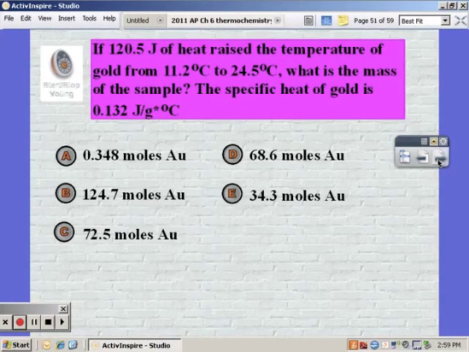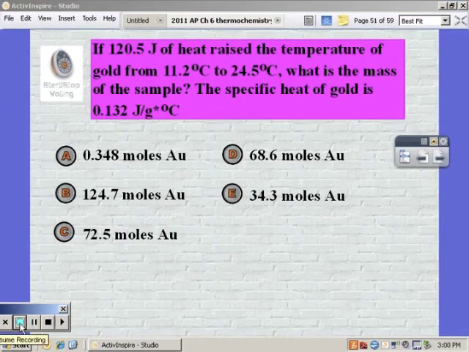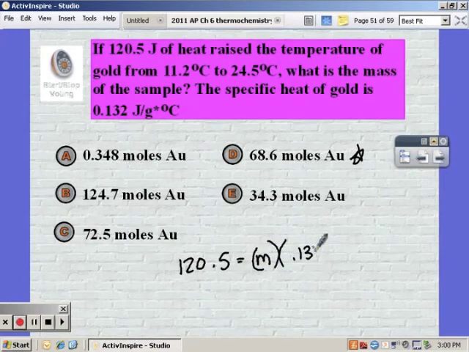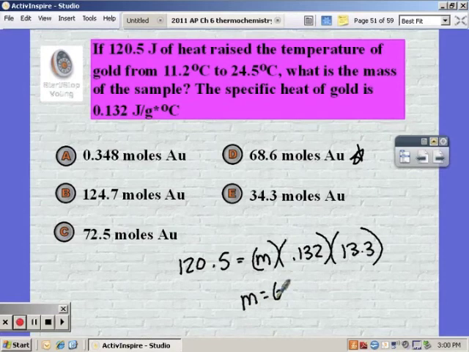I'm going to pause the video and try this one on your own. If you got D, you got close, but that was grams, not moles. The answer should have been A. See how we got that? We know our Q. We're looking for our mass. We know our specific heat. You know the change in temperature, so you can solve for mass, which is 68.6 grams. Converting that to moles, you get 0.348 moles of gold. And since those were our answer choices, it should have been A.